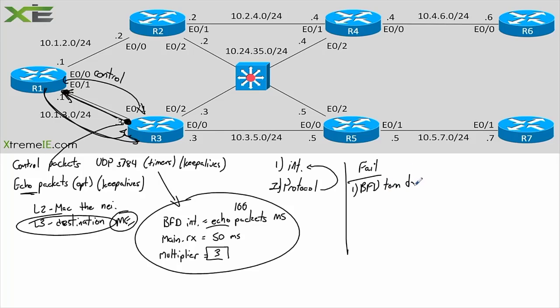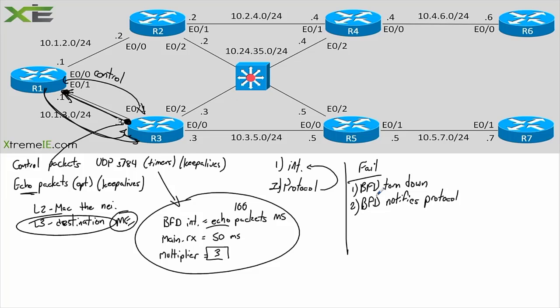Okay, so once we tear down the BFD adjacency, what's going to happen is BFD notifies the protocol, whatever protocol we're using. That could be EIGRP, that could be BGP. In fact, I think you can have up to 100 different BFD instances running on the same device. I forget exactly the limit. I really don't think you'll ever run that many, but hey, you never know.